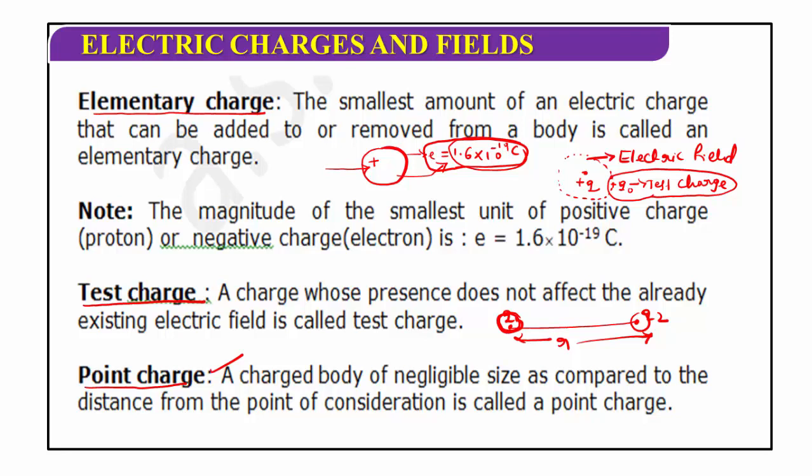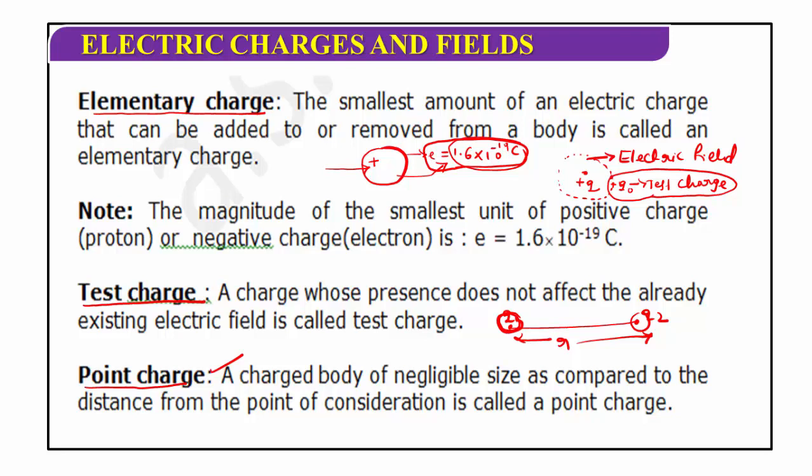Charge is an intrinsic property of elementary particles like protons and electrons, right? It is the intrinsic property of elementary particles which gives rise to the electric force between various objects. The SI unit of charge is coulomb. Electric charge is a scalar quantity. Proton has a positive charge, plus e, and electron has a negative charge, minus e. The smallest possible value of the elementary charge is 1.6 into 10 to the power of minus 19 coulomb.